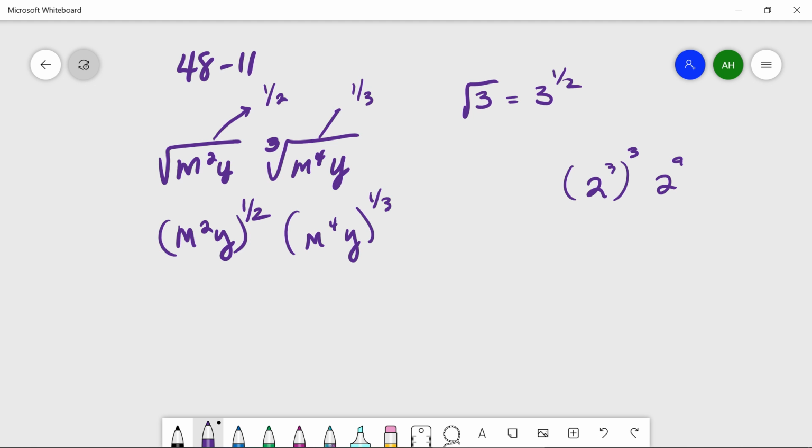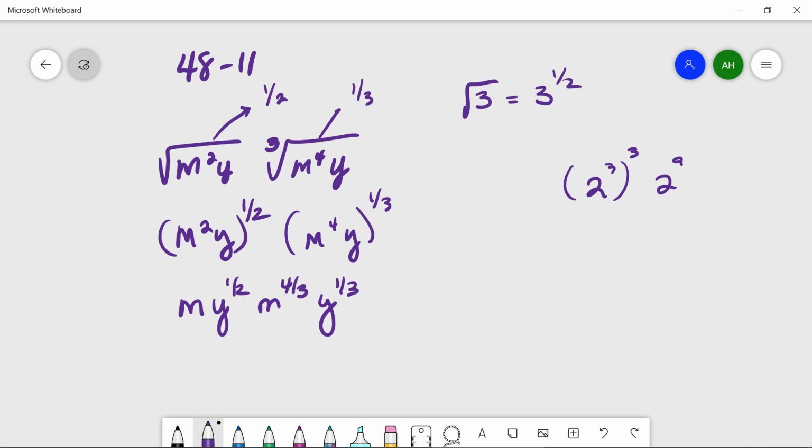So this m squared to the 1/2, 2 times 1/2 is just going to be 1, so we're just going to get m. Now I've got the y, which is y to the 1, and 1 times 1/2 is going to be y to the 1/2. Here I have this m to the 4th. The 4th times the 1/3 is going to give me m to the 4/3. And the y is raised to 1 power, so this is going to be y to the 1/3.